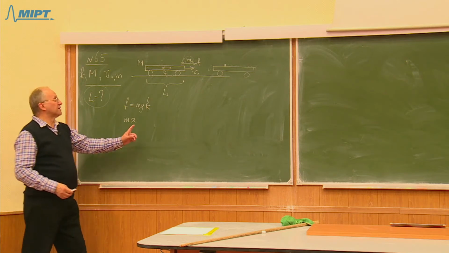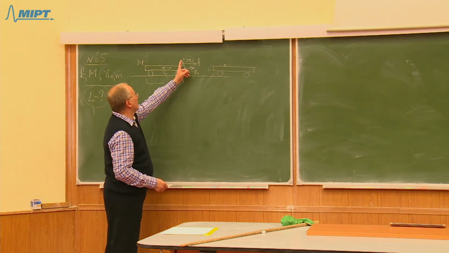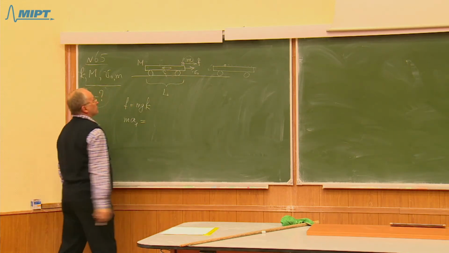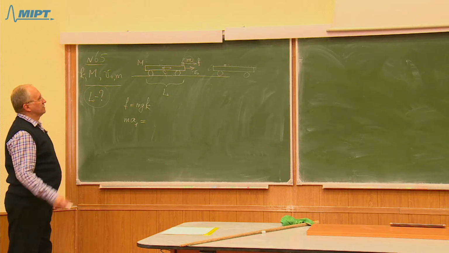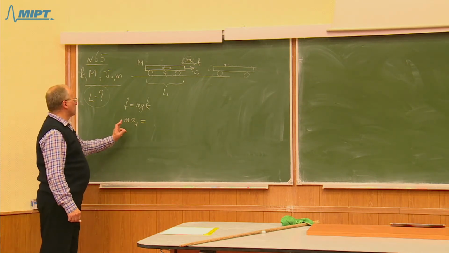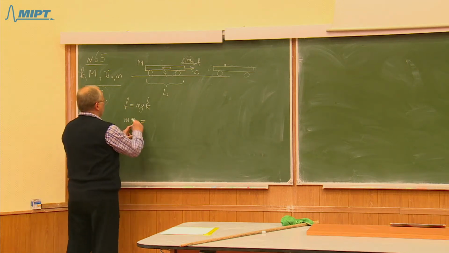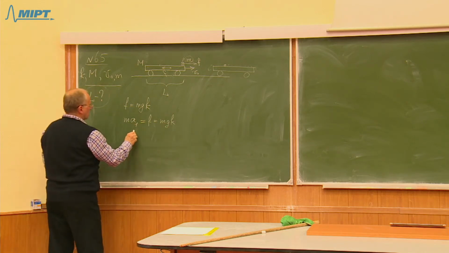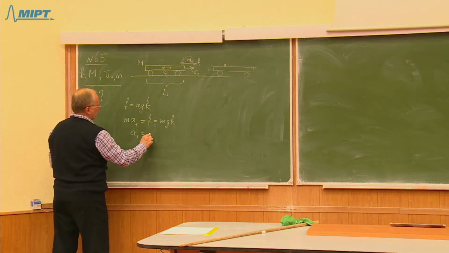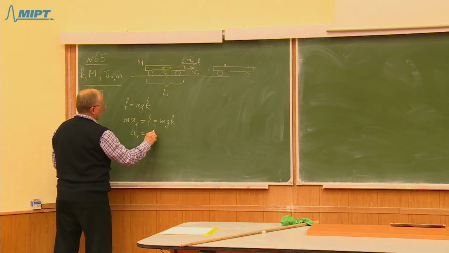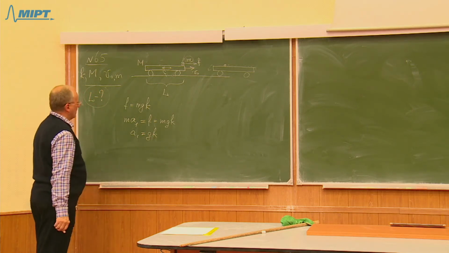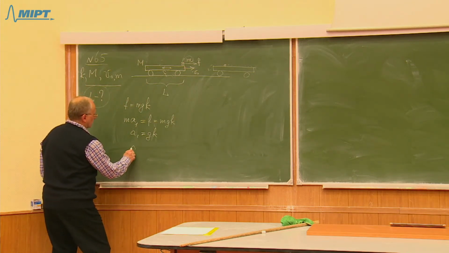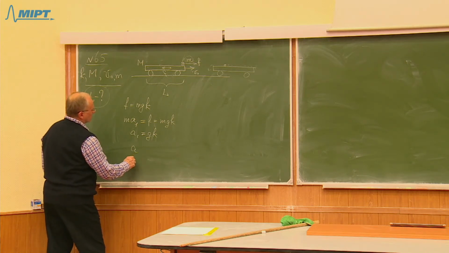We have two accelerations. The first of the small body, I will denote it by A1, and the second acceleration will be of the railway car. I will denote it by A2. So for the small body, the mass times its acceleration is the force, which is mgk. So the acceleration of the first body is just the acceleration of the free fall times the coefficient of friction. We know the acceleration of the first body. And we know the acceleration in the same way.